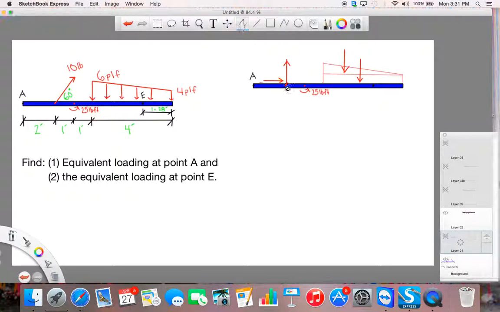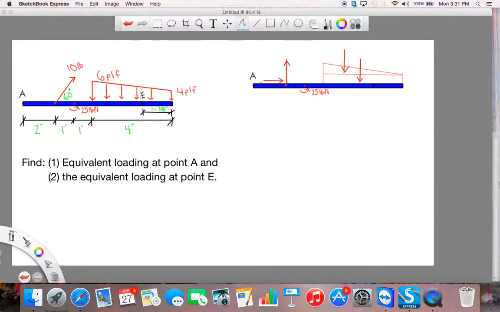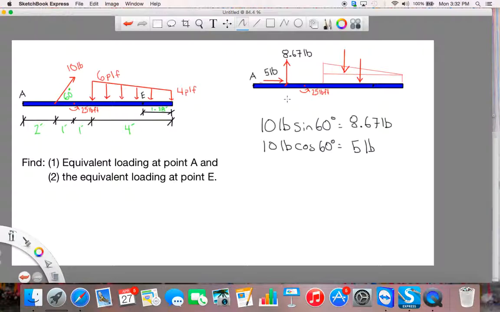So let's first try to split up these loads. I have this 10-pound load coming off at 60 degrees. Well, I can split that up into a horizontal and vertical component. So for the vertical component, I have 10 pounds times sine 60 degrees, and that gives me 8.67 pounds. And for the horizontal component, I have 10 pounds times cosine 60 degrees, and that gives me 5 pounds. So this vertical component is 8.67 pounds, and the horizontal component is 5 pounds.